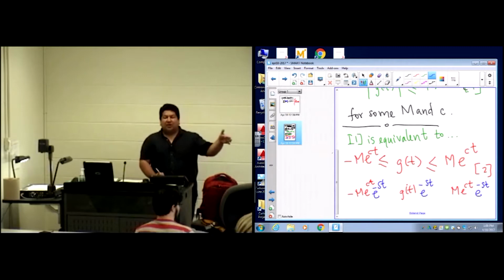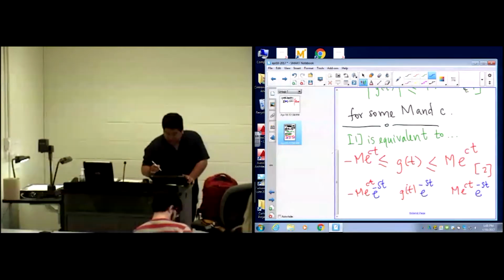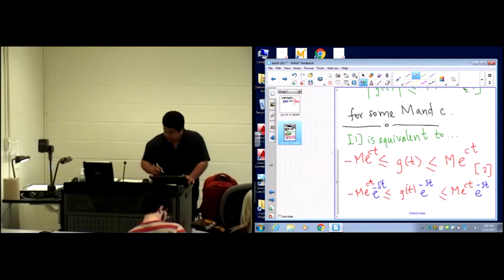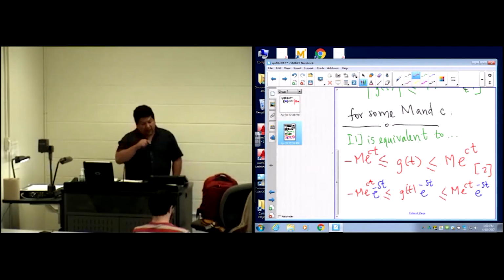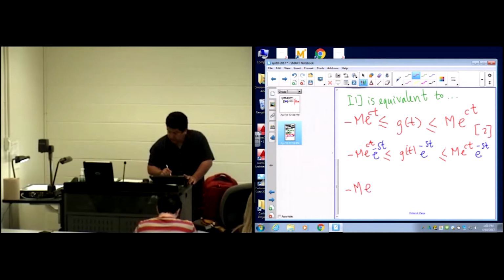So we could write the lower bound, let's go ahead and do that, as minus M e to the c minus s, quantity c minus s multiplying t. Everything else stays the same: g of t times e to the minus st, M e to the, similar here, c minus s, quantity c minus s multiplying t, right? But here we still have a double inequality.